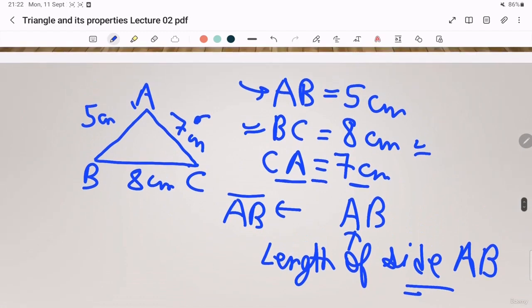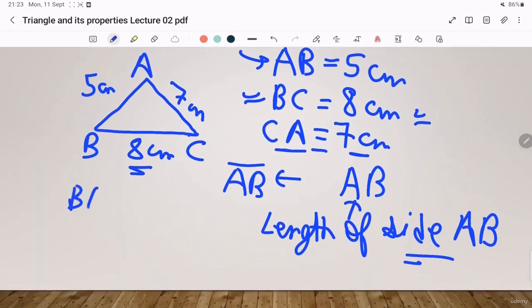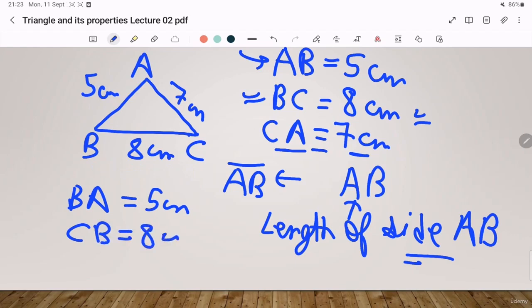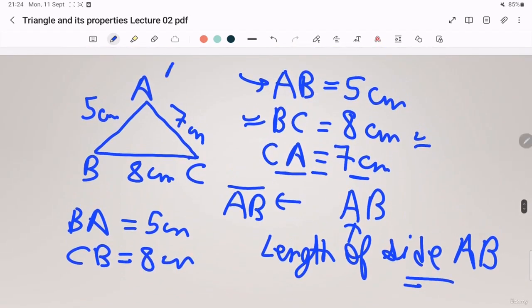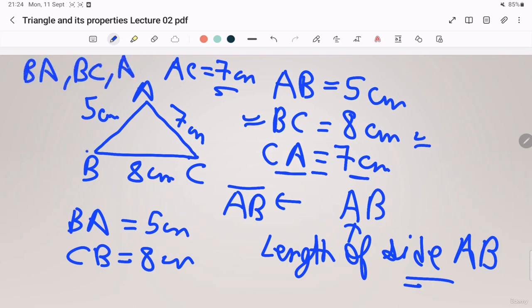So this is a scalene triangle because all sides have different length. One is 5 cm, another is 8 cm and third is 7 cm. And keep in mind, if I write BA, that will also be 5 cm. If I say CB, that will also be 8 cm. And if I say AC, that will also be 7 cm. So it doesn't matter whether you say AB or you say BA. You can say side BA, side BC, or you can also say side AC.